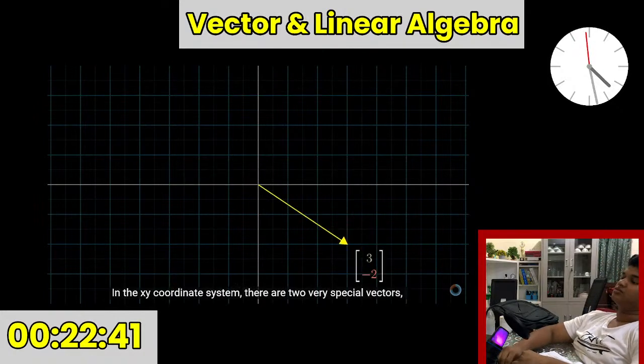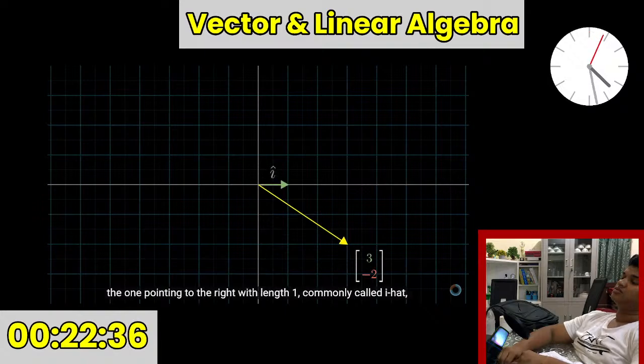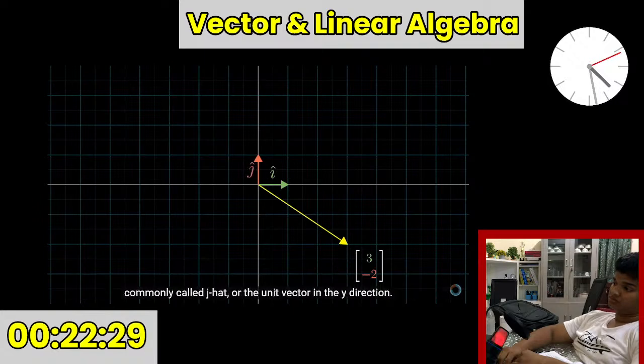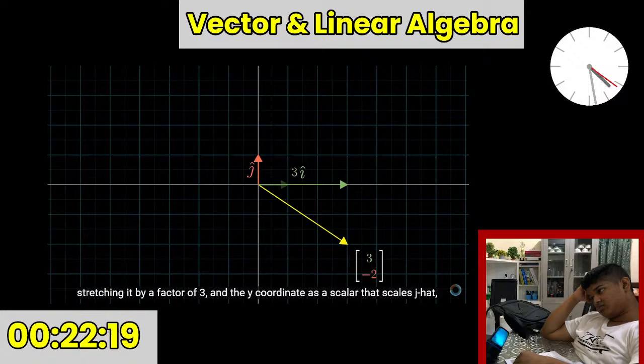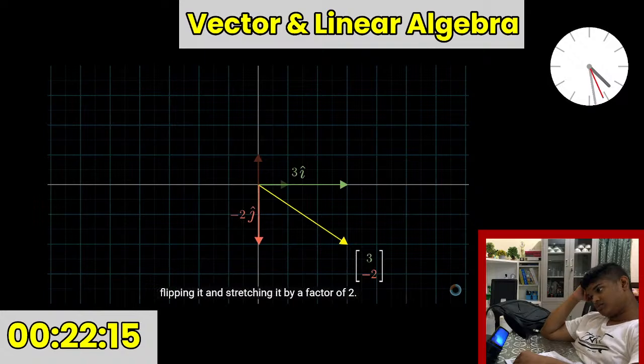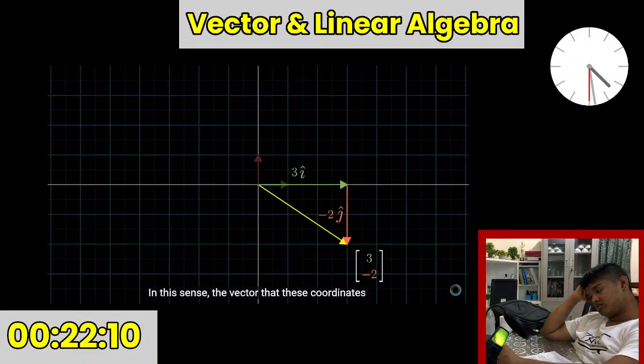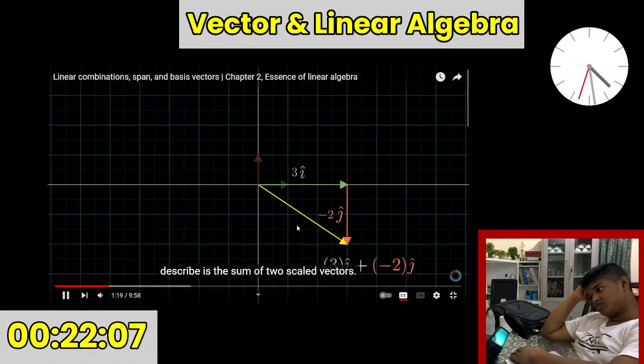In the xy coordinate system, there are two very special vectors. The one pointing to the right with length 1, commonly called i hat, or the unit vector in the x direction, and the one pointing straight up with length 1, commonly called j hat, or the unit vector in the y direction. Now, think of the x-coordinate of our vector as a scalar that scales i hat, stretching it by a factor of 3, and the y-coordinate as a scalar that scales j hat, flipping it and stretching it by a factor of 2. In this sense, the vector that these coordinates describe is the sum of two scaled vectors.